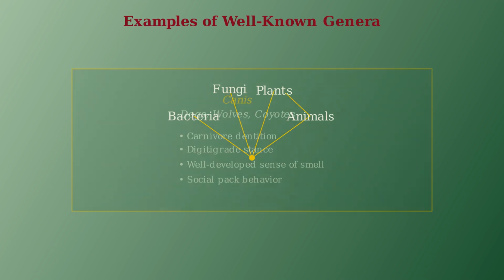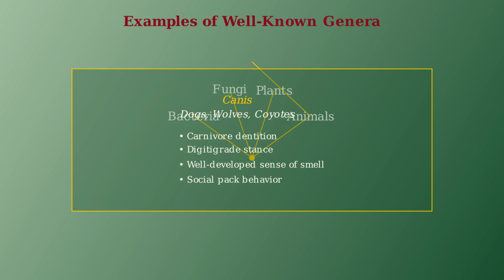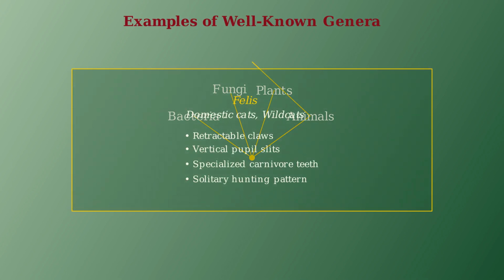The genus Canis in the kingdom animals includes dogs, wolves, coyotes. Members of this genus share characteristics like carnivore dentition, digitigrade stance, well-developed sense of smell, and social pack behavior. The genus Felis in the kingdom animals includes domestic cats, wild cats. Members of this genus share characteristics like retractable claws, vertical pupil slits, specialized carnivore teeth, and solitary hunting pattern.